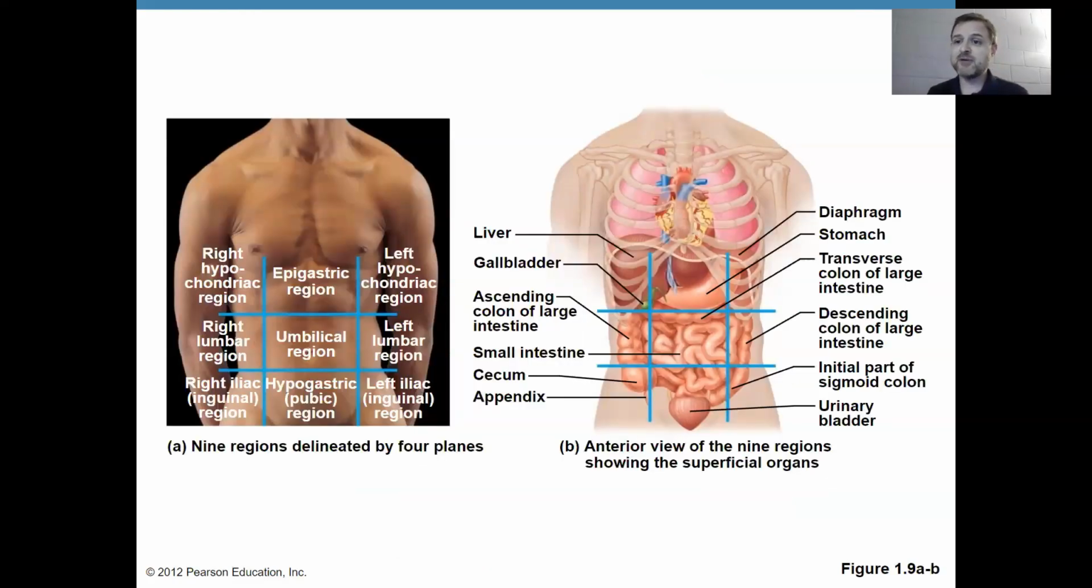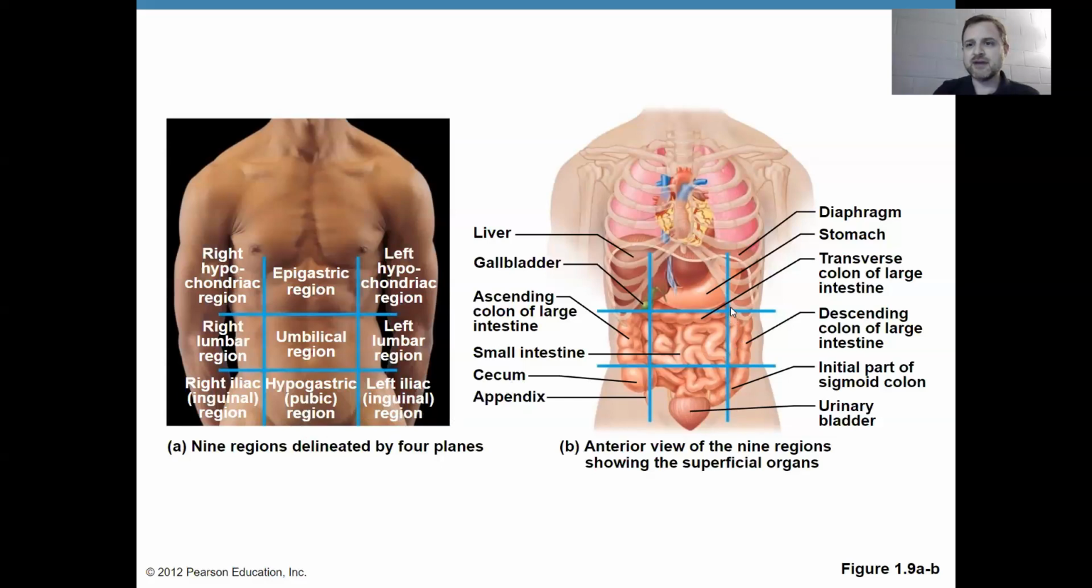You can also divide the abdominopelvic cavity into these 9 regions. The middle one is the umbilical region, where your belly button is. Epigastric and hypogastric: gastric refers to your stomach. Epi means above or on. Hypo means below. Notice your stomach is largely in the epigastric region. The left hypochondriac region and the right hypochondriac region are the left and right sections on the top. Lumbar refers to your lower back, so the left lumbar region, the right lumbar region, the left iliac or inguinal region, and the right iliac or inguinal region would be to the left and right of your groin.